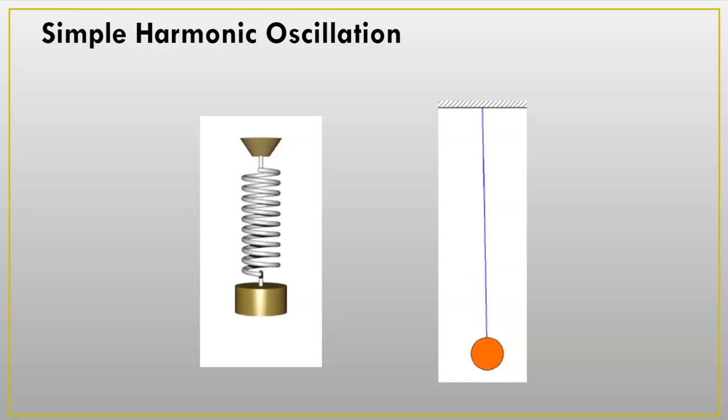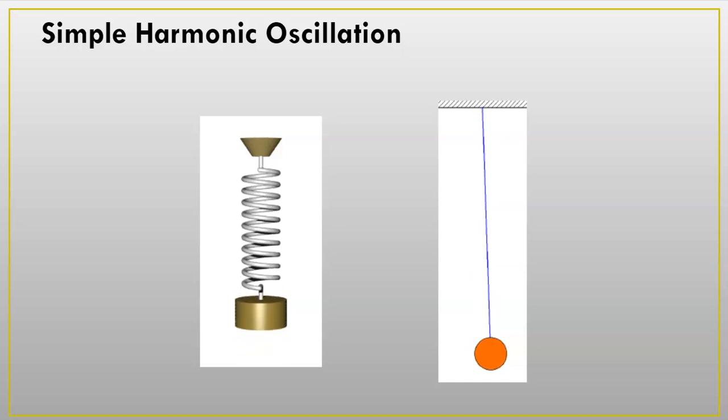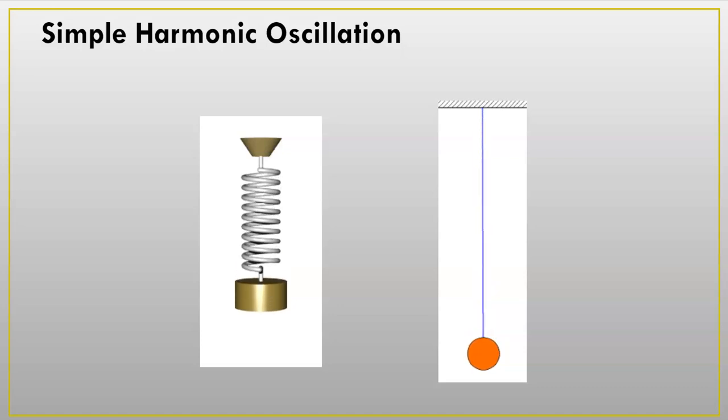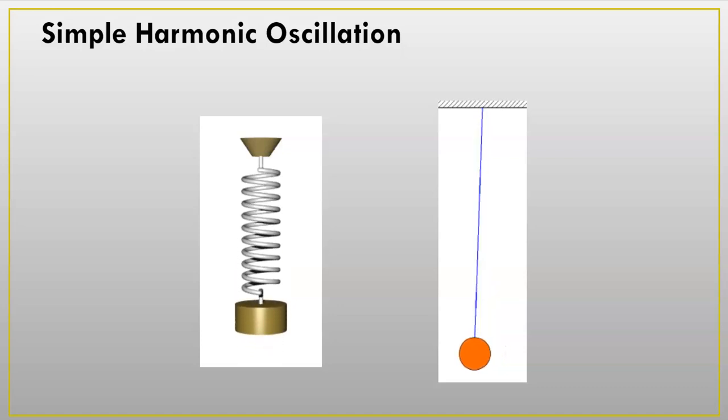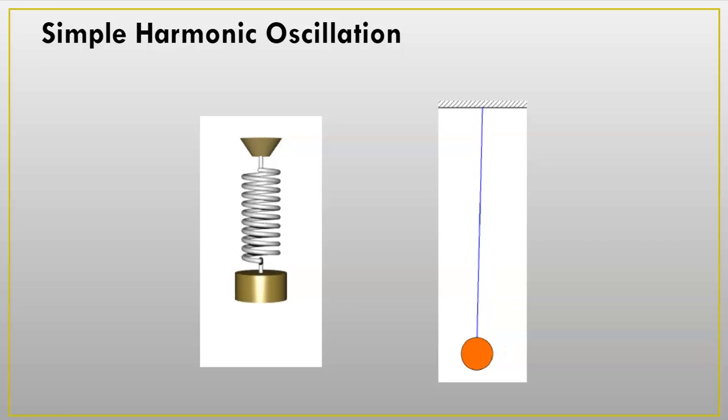The first one would be a spring that has a mass on it, and that mass is going up and down because the spring pulls it up and gravity pulls it down. Those just go back and forth.